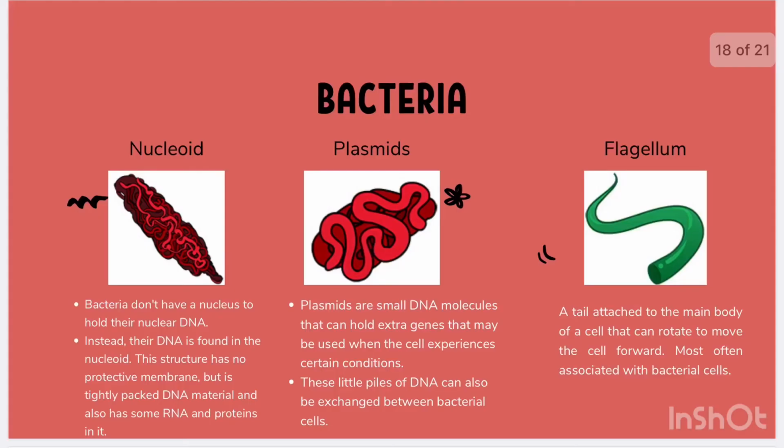So just like the animal and plant cell, the bacterial cell also has their own distinct organelles, which are the nucleoid, plasmids, and the flagellum. The nucleoid has no protective membrane but is tightly packed DNA material and also has some RNA and proteins in it. Plasmids are small DNA molecules that can hold extra genes that may be used when the cell experiences certain conditions. And the flagellum, which is the tail attached to the main body of a cell, can rotate to move the cell forward and is the reason why the cell moves.